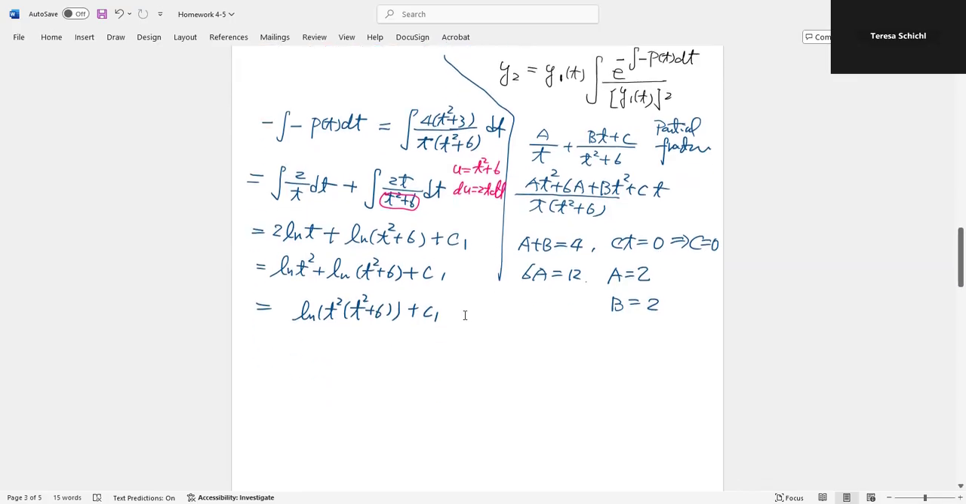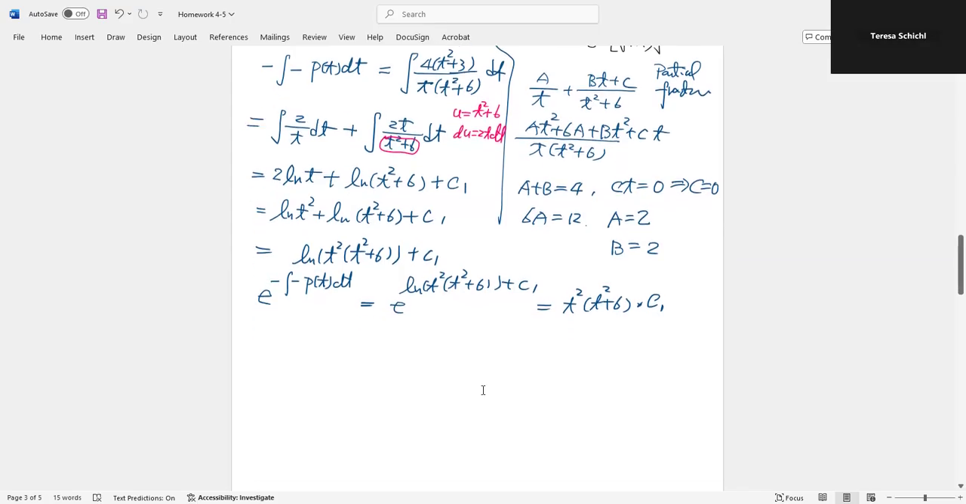Now put e to it. The e to the negative integral of p(t) dt will just be e to the natural log of t squared plus 6 plus c1, so it's equal to t squared plus 6 times e to the c1. The e to the c1 you can assign as another constant, call it c1 here. Now after that, I'm going to find y2.